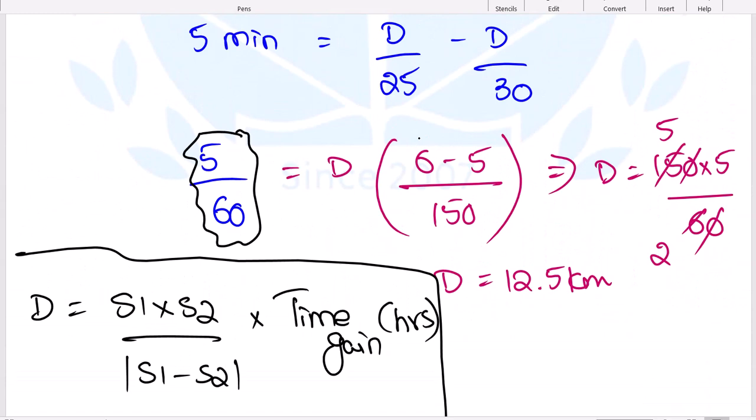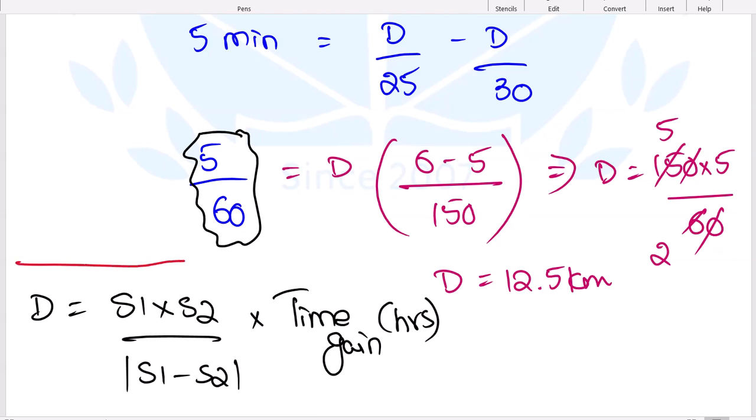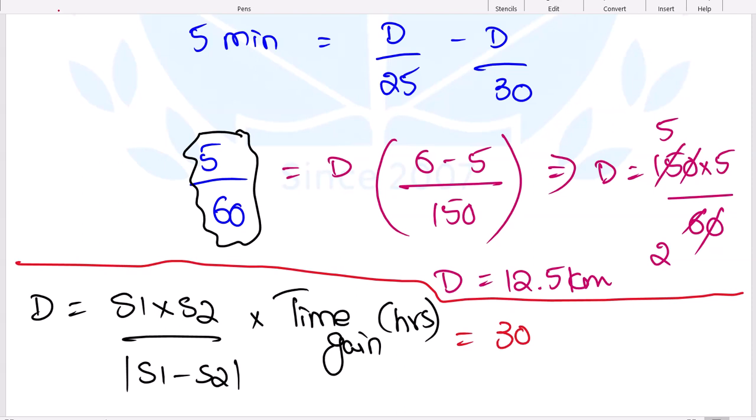In the formula, what are the speeds for this question? 30 and 25. So speeds 30 and 25, divided by the difference, which is 5. Time gain in terms of hours. Time gain, as we just calculated, is 5 minutes. But understand how you got 5 minutes.